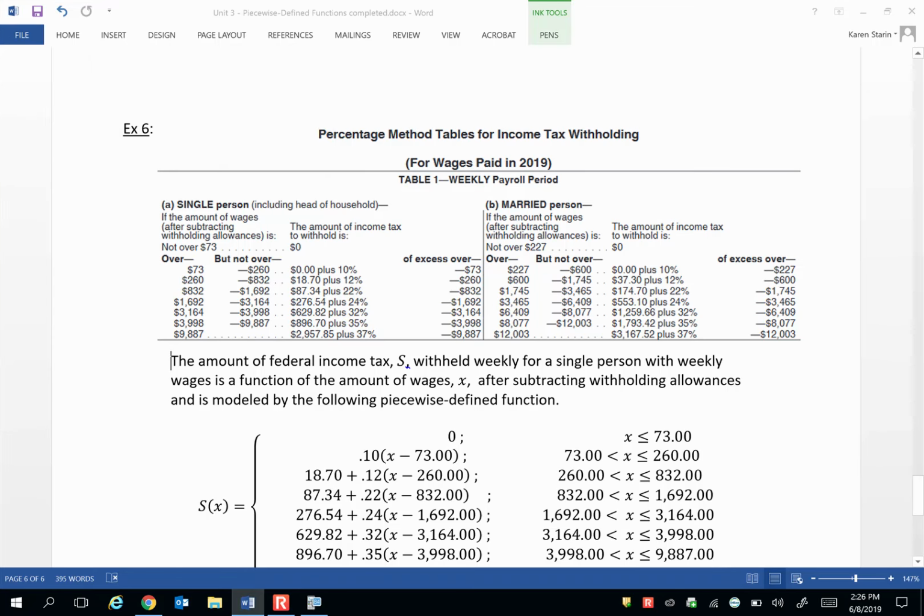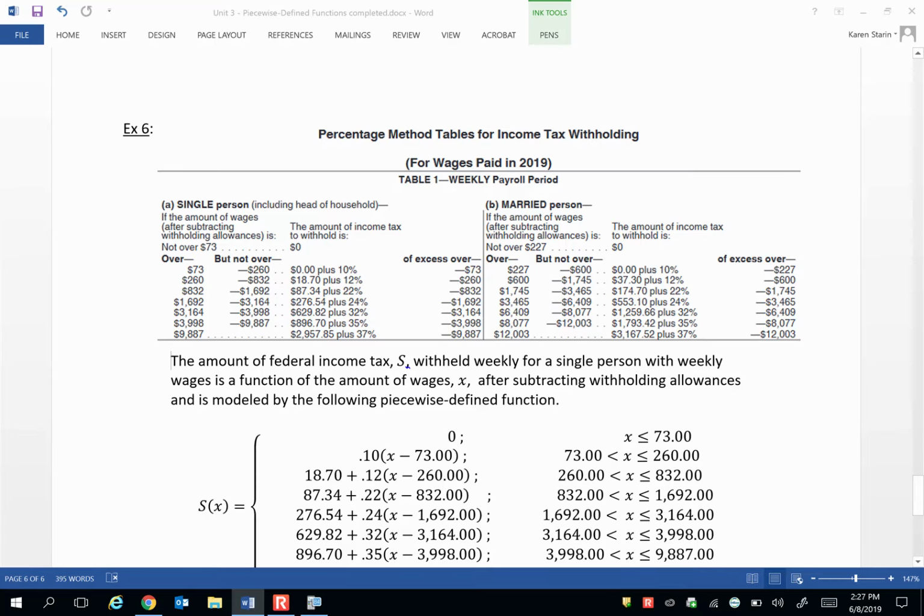Example 6. This is an application of modeling with piecewise functions. This table comes from an IRS booklet. This function, that is a piecewise function, fills in the values for the table. So the table is the percentage method tables for income tax withholding.